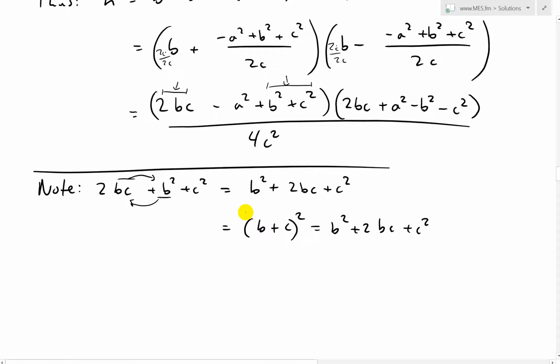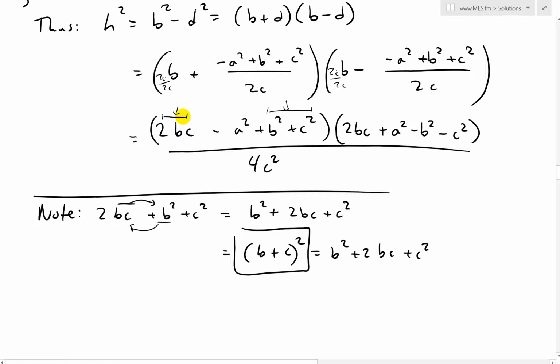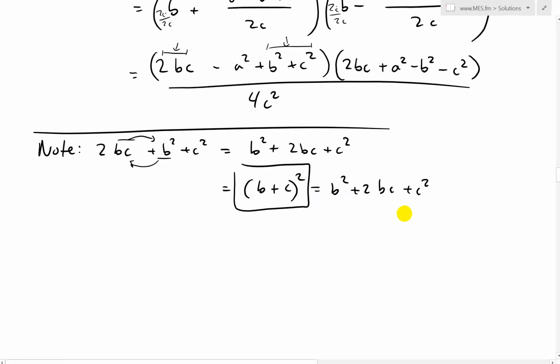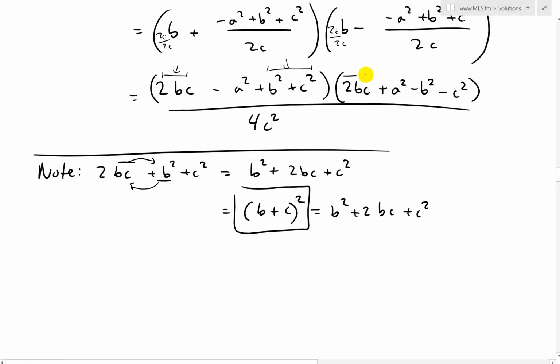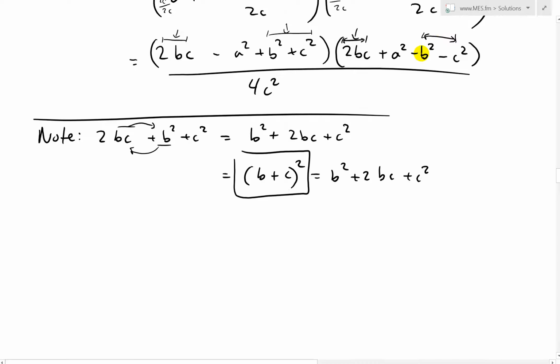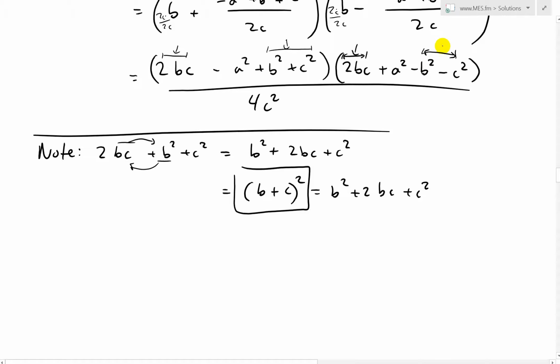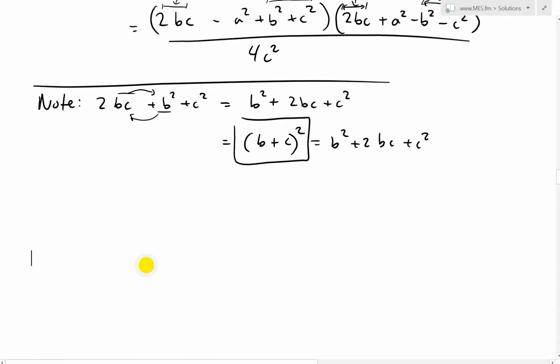So that's just this part right here. In other words, this can be replaced with b plus c squared. Also on this side, if we look at over here, and now we just look at the part over here. Now the only difference is we have the subtraction. I'll put an arrow like that. So I'll write also, we have 2bc minus b squared minus c squared.